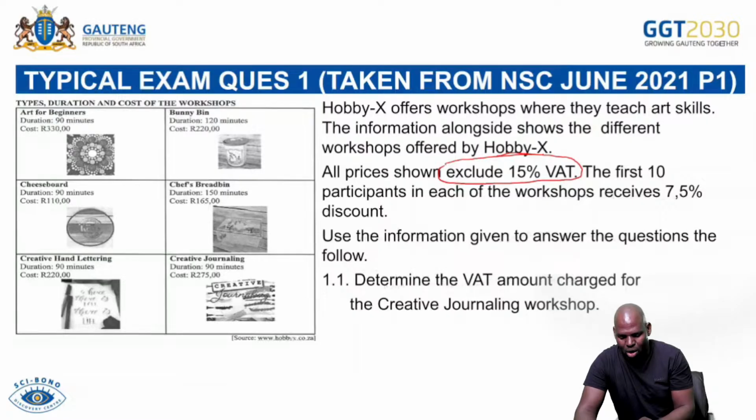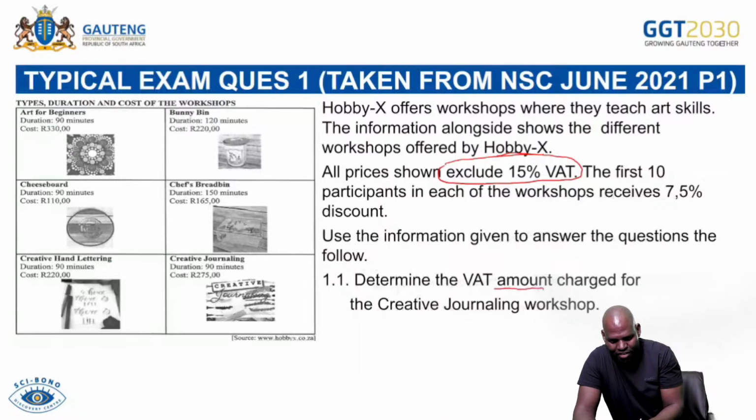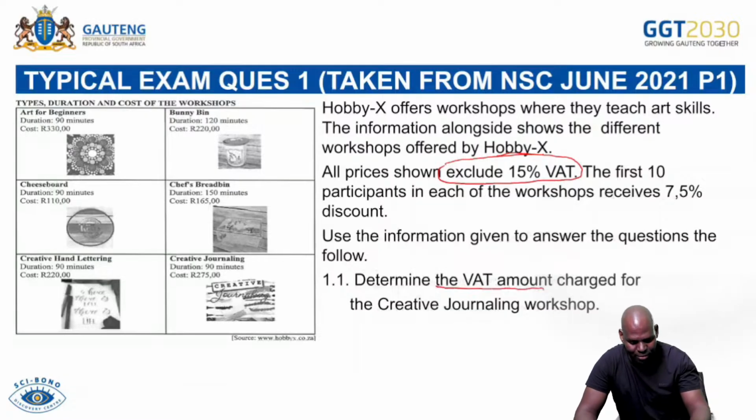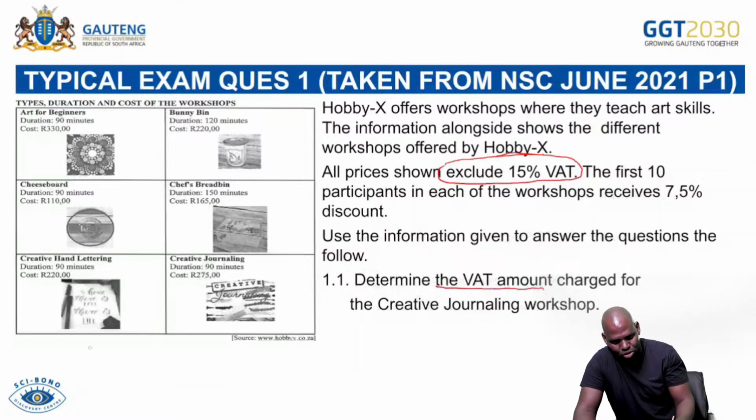Determine the VAT amount charged for the creative journaling workshop. Now they want you to calculate the VAT amount charged from an amount excluding VAT. If we look at the amount for creative journaling, it's 275 rand. So then 275 rand, we know that this is excluding VAT.